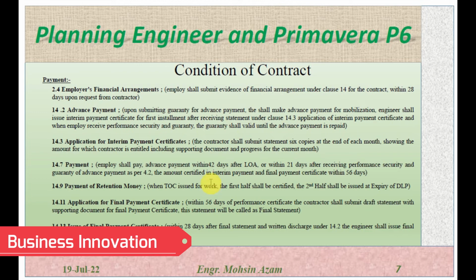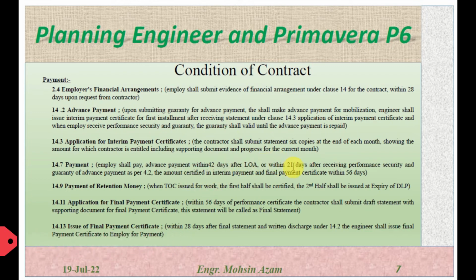So payment for the advance payment is within 42 days after the letter of acceptance and within 21 days after receiving the performance security, the guarantee, or the amount certified in the interim payment and the final payment certificate within 56 days. So the employer shall pay the advance payment within 42 days after letter of acceptance, or within 21 days after receiving the performance security and guarantee, or the amount certified by the engineer in the interim payment certificate or the final payment certificate within 56 days.